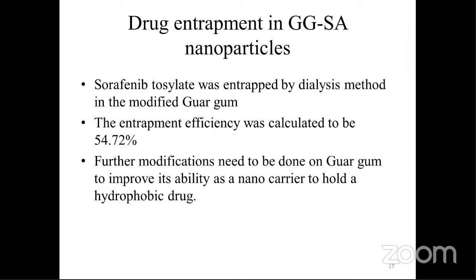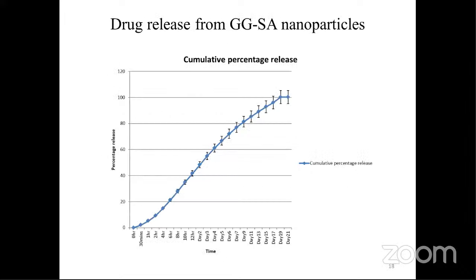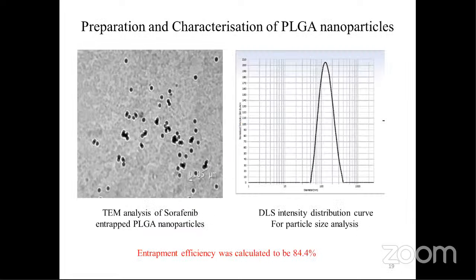I also looked into the release kinetics of the stearylamine conjugated guar gum nanoparticles, and there was a sustained release. But again, I opted for a better drug delivery system which could hold the drug, with good entrapment efficiency. That is why I selected PLGA nanoparticles, poly lactic-co-glycolic acid. Again, it is a hydrophobic moiety, so I could attain an entrapment efficiency of 84%.